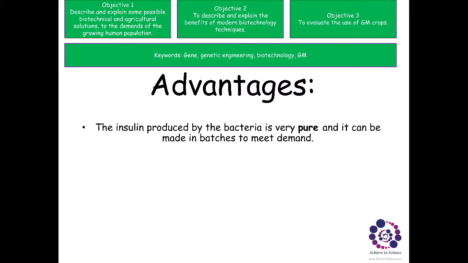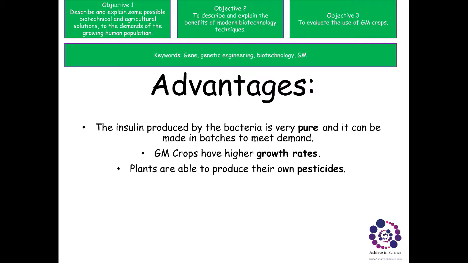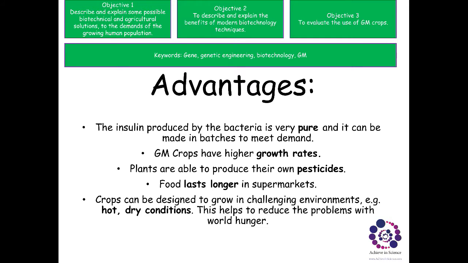Advantages. Insulin that is produced via this method is very pure. It can be made in batches to meet demand. GM crops can have a higher growth rate. Plants can be produced that produce their own pesticides, so they don't need to be sprayed. Foods can last longer in supermarkets. Crops can also be designed to grow in hot, dry conditions, therefore helping to reduce the problems with world hunger.